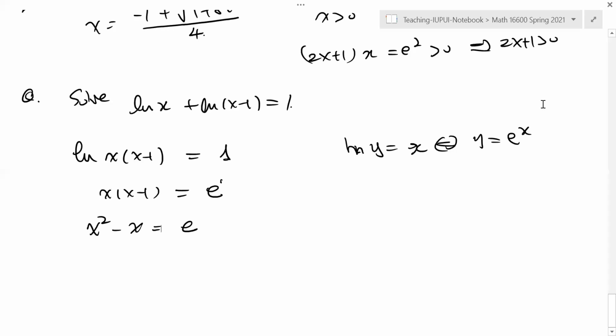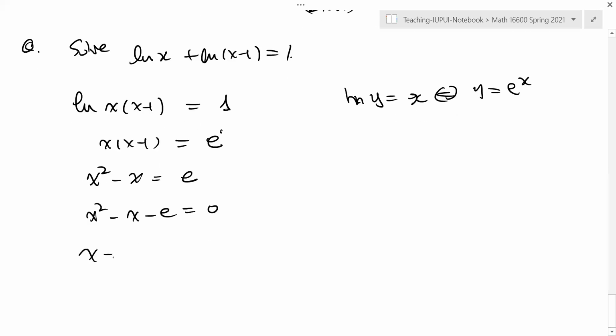Right, x squared minus x equals e. Then you move e to the left-hand side, so you get a quadratic equation, and you solve the quadratic equation using the quadratic formula, plus 4e. Okay, I just write down the answer.